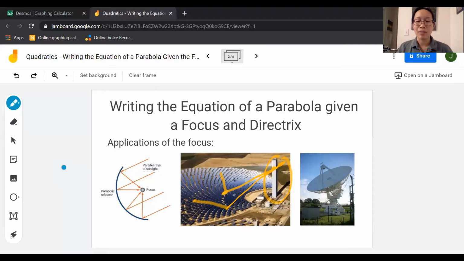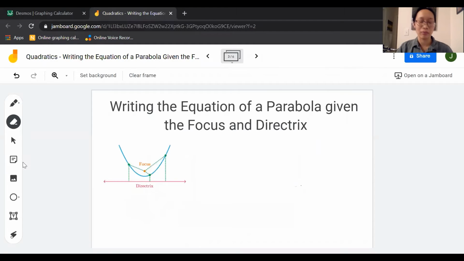The same thing happens with sound. Sound waves that come in bounce and hit the receiver, and that's all concentrated here. Scientists use radio telescopes to communicate with satellites and also to look for intelligent life out there. So if there are any aliens out there trying to communicate with us, we might be able to pick it up by parabolic radio telescopes. But how do we know how to angle the mirrors or how the curve of the telescope should be? In order to do that, we need to be able to write the equation of a parabola.